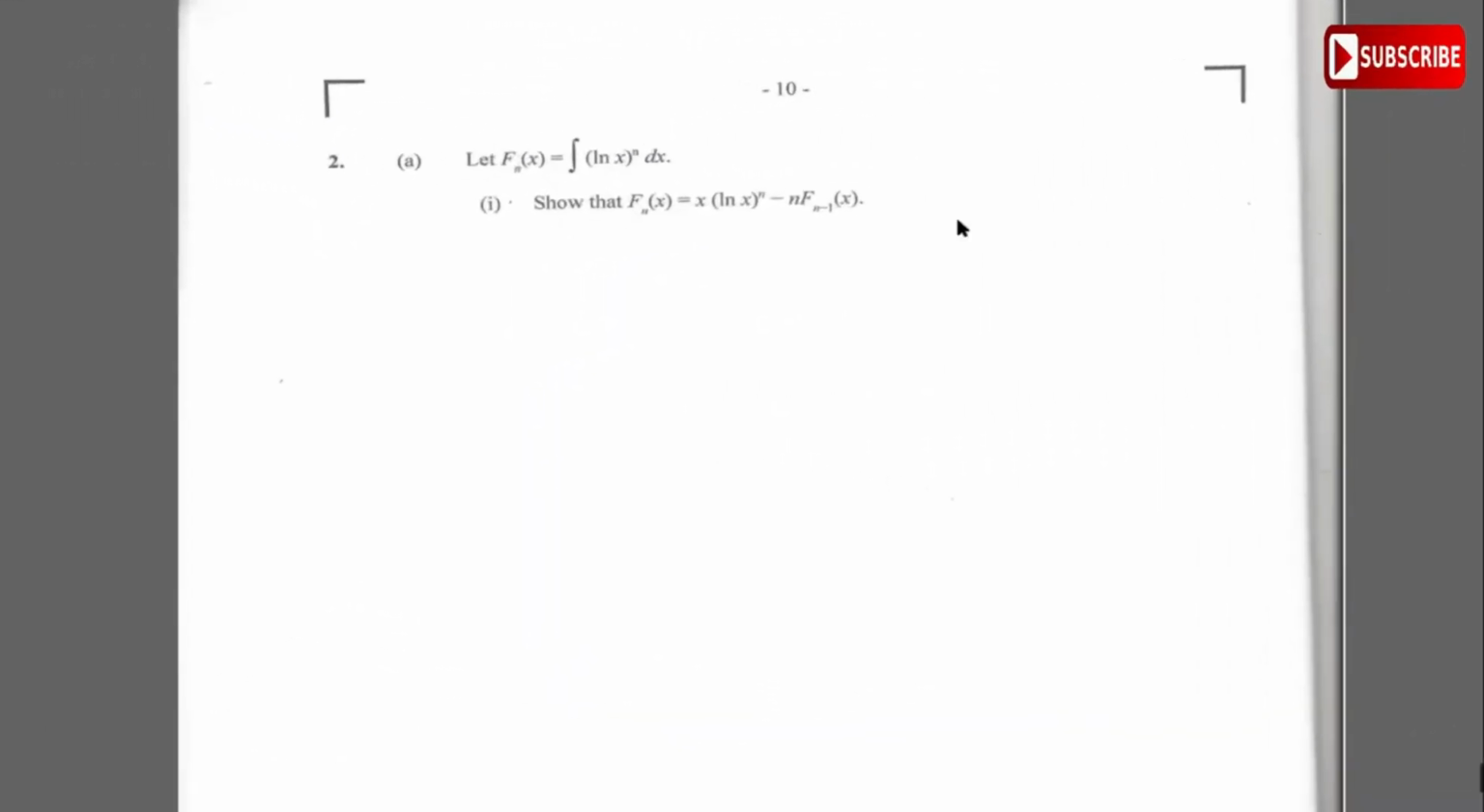All right, so we're supposed to show this. Now let's do this question. Show that f n of x is this. To do this question, very easy. We're going to have to use integration by parts. But first, we're going to have to rewrite f n of x.